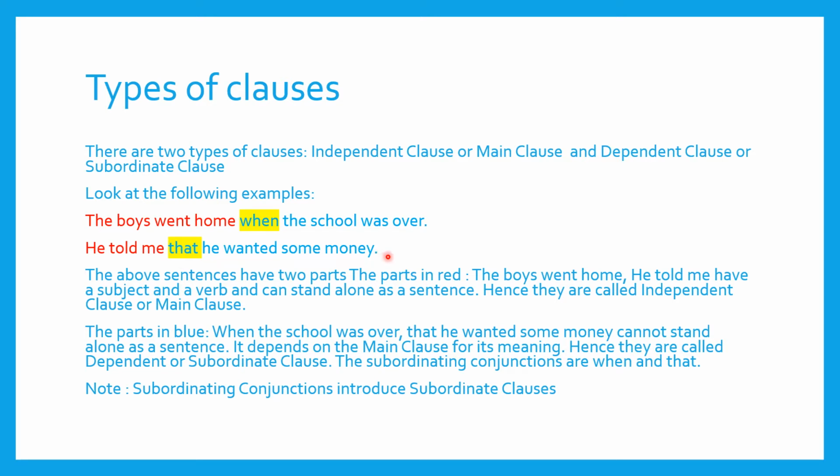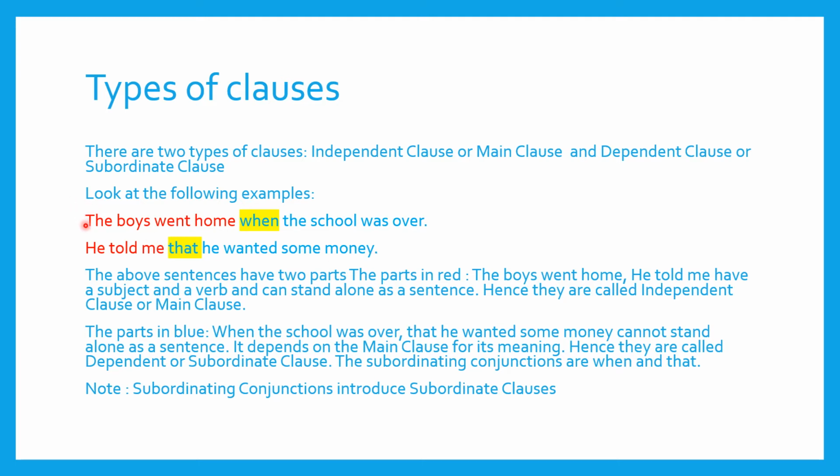That he wanted some money, this part in blue, is the subordinate clause or the dependent clause. It depends on this main clause, he told me. Therefore, that he wanted some money is the subordinate clause or dependent clause. And that is a subordinating conjunction. And this subordinating conjunction that introduces this subordinate clause. So this whole thing, that he wanted some money, is the subordinate clause.